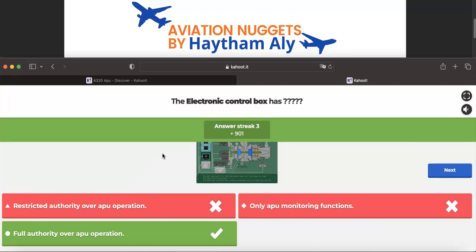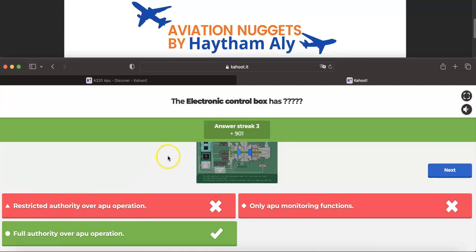It is called cool down cycle. For example, it will run for 2 minutes cool down cycle if you do a normal shutdown and the APU was being used to supply the aircraft with bleed source or pneumatic power.